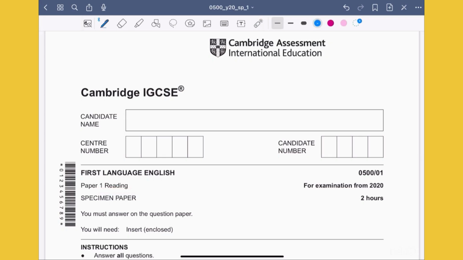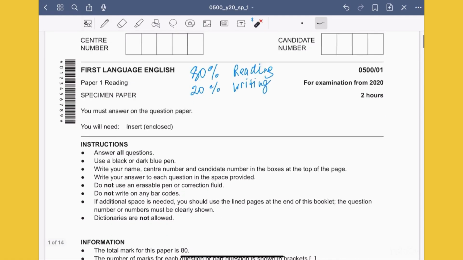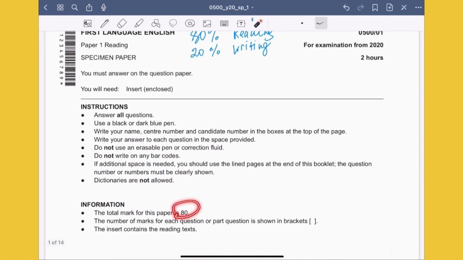If you have looked at the syllabus, you would know that Paper 1 is 80%. Sorry for the handwriting. Let me try to fix that. Okay. It's 80% reading and 20% writing. This paper is 2 hours long and it consists of 80 marks.